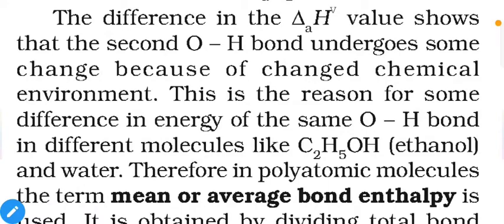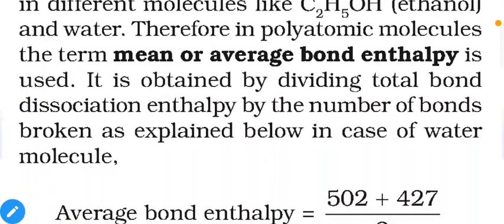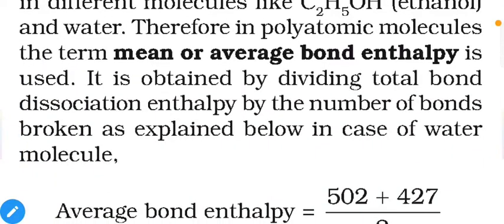This is the reason for some difference in energy of some OH bonds in different molecules like C2H5OH and water. Therefore, in polyatomic molecules, the term mean or average bond enthalpy is used. Mean bond enthalpy, or average bond enthalpy, is obtained by dividing the total bond dissociation enthalpy by the number of bonds broken.